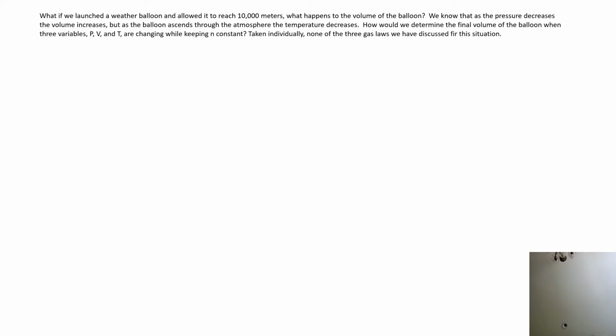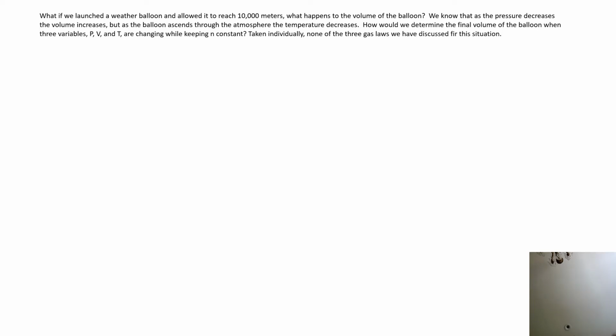So how would we determine the final volume of the balloon when we're changing three variables: pressure, volume, and temperature, while keeping N, or the number of moles, constant? Taken individually, none of the gas laws we've discussed fit this situation. So we are going to go through the derivation of the ideal gas law.